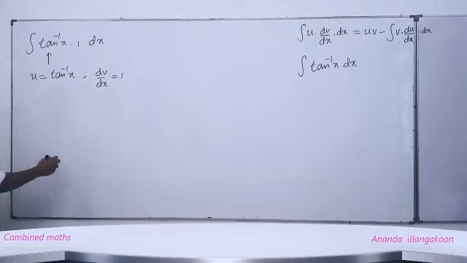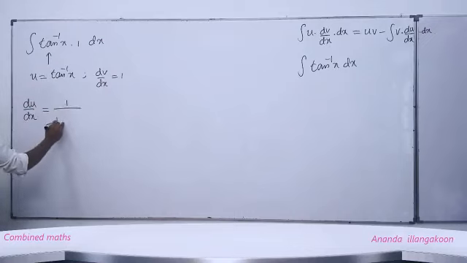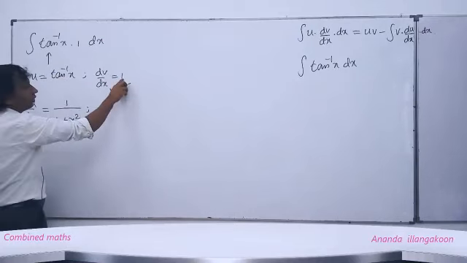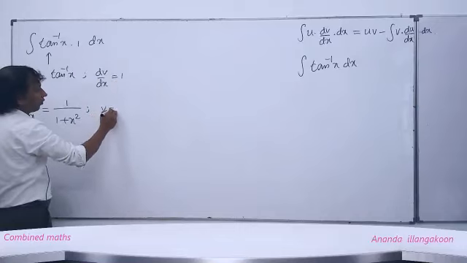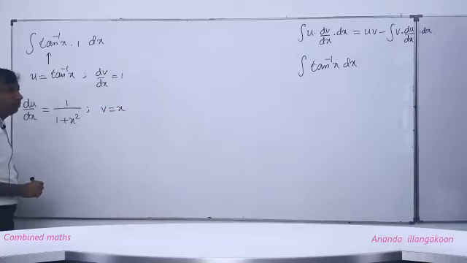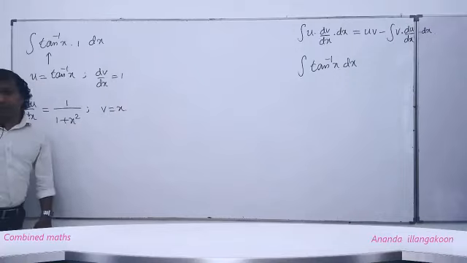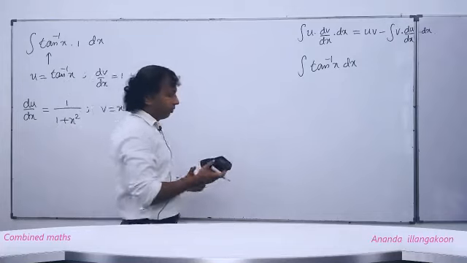U function we differentiate. Then du by dx comes in. What is the derivative of tan inverse x, people? 1 upon 1 plus x squared. When we integrate this 1, we get v. What is the integral of 1? It's x. Then we can apply the by parts formula to get this integral of tan inverse x.